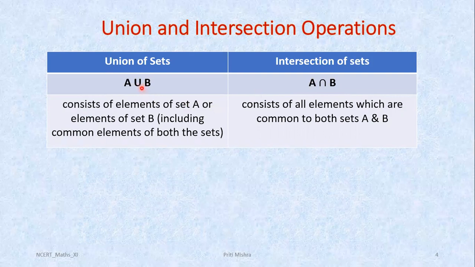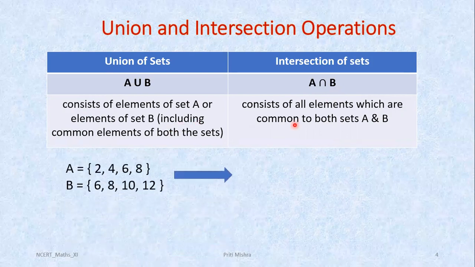So now what is the union of sets? Union of two or more sets consists of elements of set A or elements of set B, including common elements of both the sets, right? While intersection of two sets consists of all elements which are common to both the sets A and B, means we will write here only the elements which are lying in both the sets. So this is the difference between union and intersection.